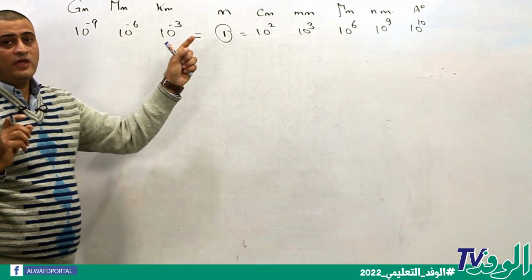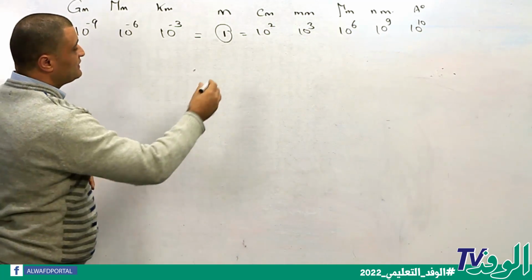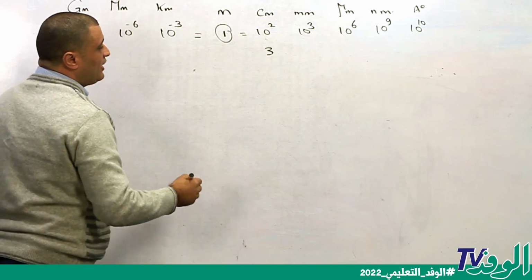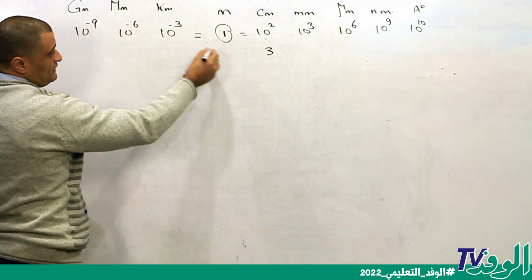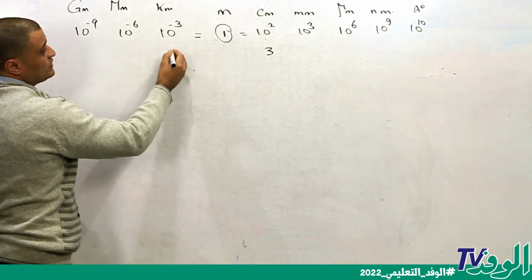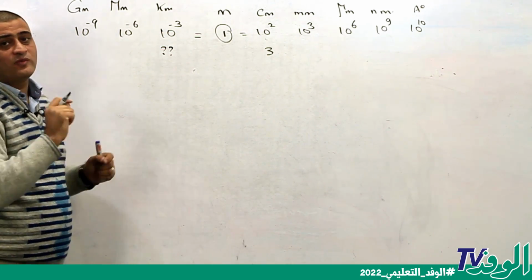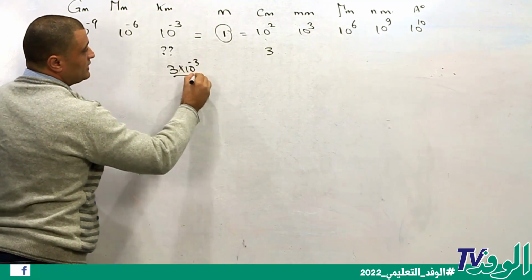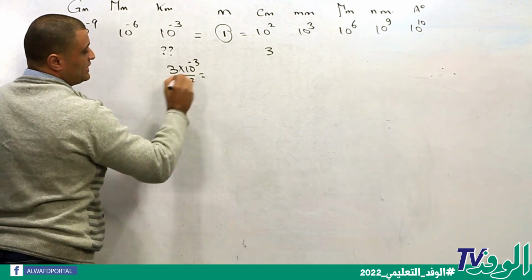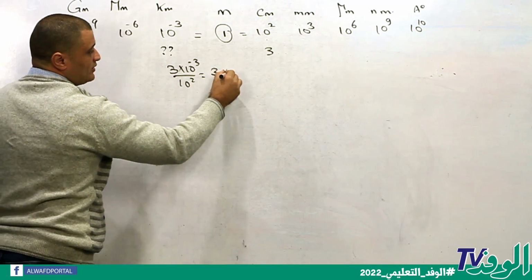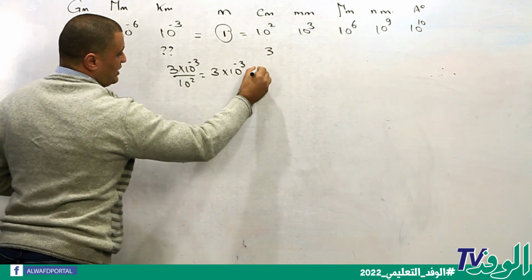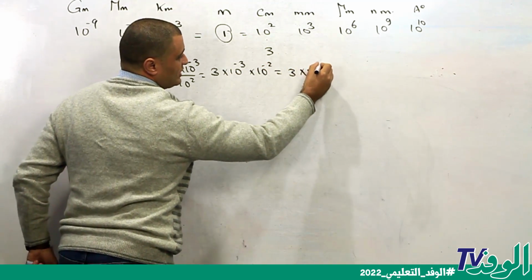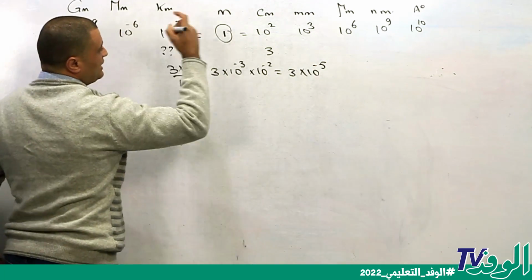So if you want to change from centimeter, suppose we have 3 centimeter. How many kilometers is the value of 3 centimeter? So we will make a cross multiplication. Here 3 multiplied by 10 power negative 2 divided by 10 power 2, which equals 3 multiplied by 10 power negative 3 multiplied by 10 power negative 2, which equals 3 multiplied by 10 power negative 5 in kilometer.